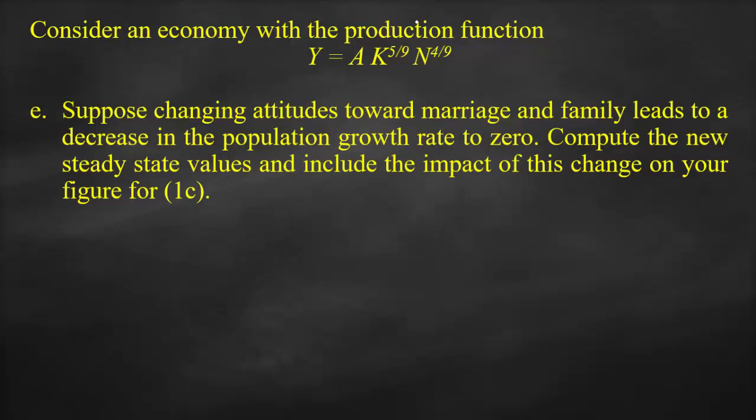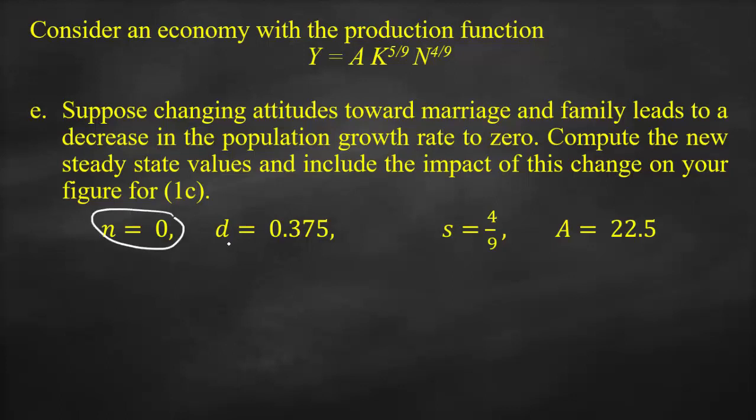So we would like to calculate our new figures for our little k, little y, little I, little c, and then draw it and see what will happen over time. So now, the only difference is little n equal to 0. I have the same depreciation rate of 37.5, the same saving rate of 4/9, and the same technology, which is 22.5.